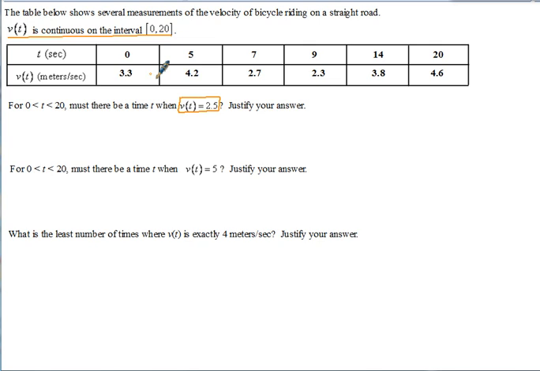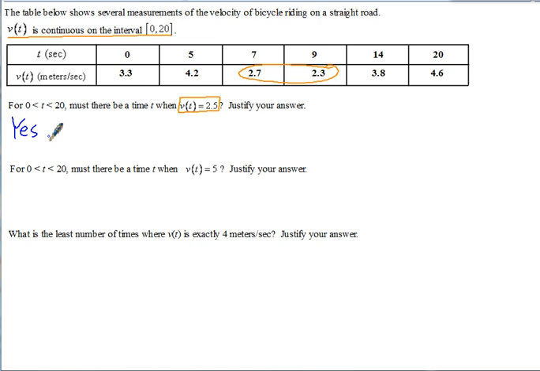Is 2.5 between 3.3 and 4.2? No, it's not. So the intermediate value theorem would not guarantee that the function would have to equal 2.5 on the interval from 0 to 5. So to the next one. Is 2.5 between 4.2 and 2.7? No, it's not. So we can't apply it there either. Is 2.5 between 2.7 and 2.3? Yes, it is. So we can apply it on that one, and that's all we need. Must there be a time? So there must be, because of this interval right here. So your answer would be yes.